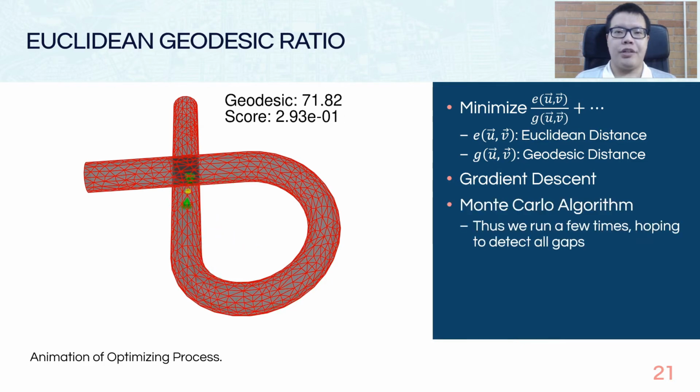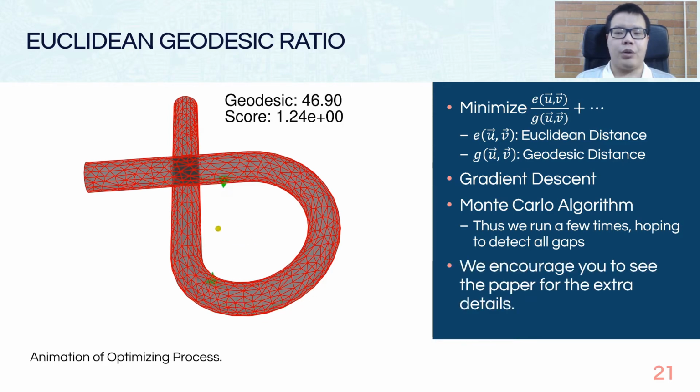Since U is uniformly sampled over the surface, this is a Monte Carlo algorithm. We then run this algorithm multiple times in order to find all possible gaps. We encourage you to see our paper for the extra details we do not talk about here.